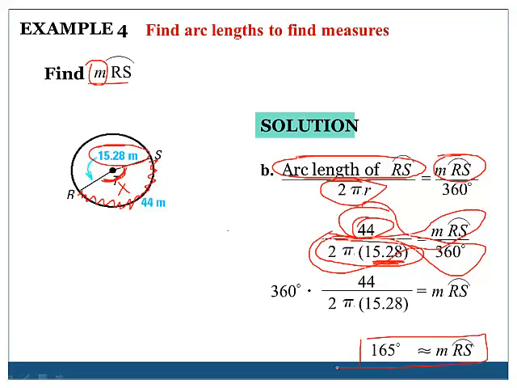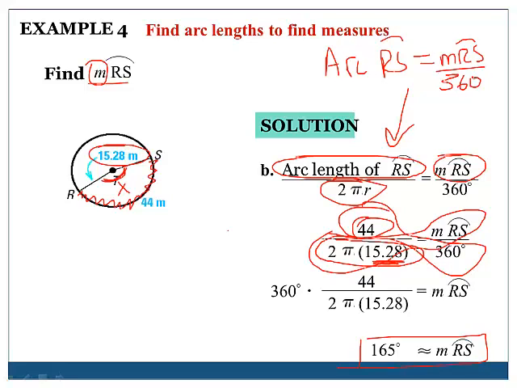So one of the things that I'm sure people are asking, you have the formula that I gave you, arc length of RS equals, this is what I gave you in notes, the measure of RS over 360, times that by your circumference 2 pi r. Where this formula comes in is all I'm doing is dividing by 2 pi r on both sides. So I'm basically just manipulating algebraically the formula that I was given. And I'm allowed to do that because it's an Algebra 1 tactic that you can use.